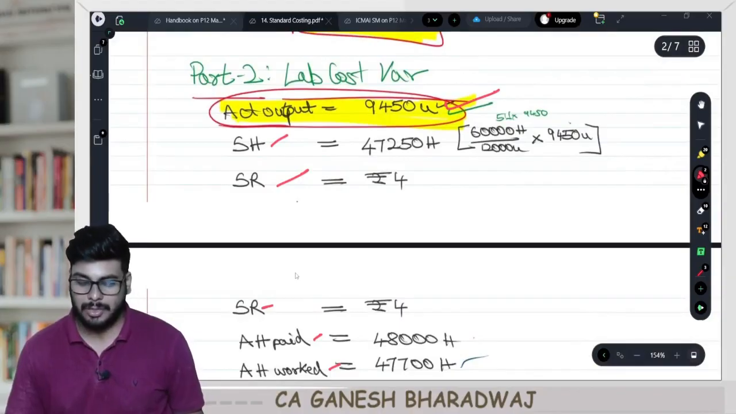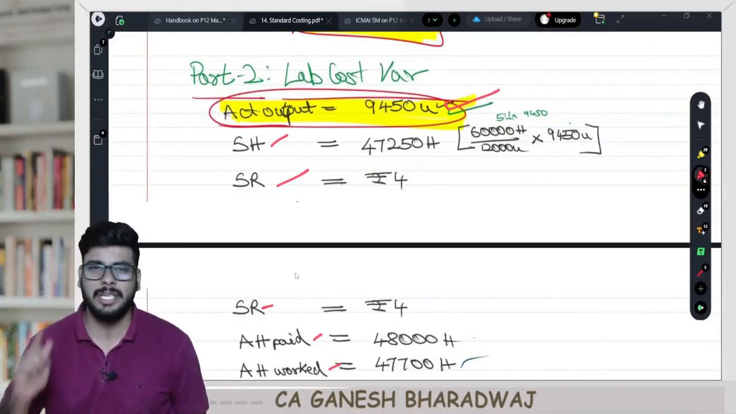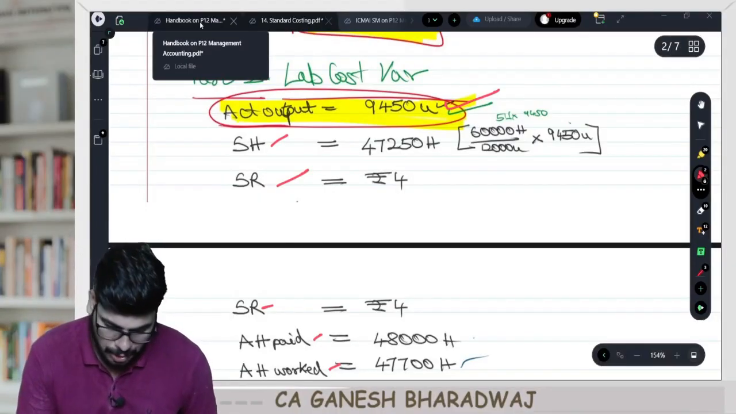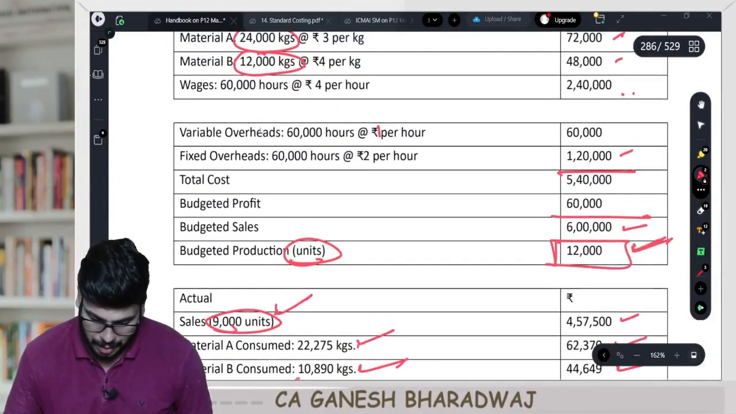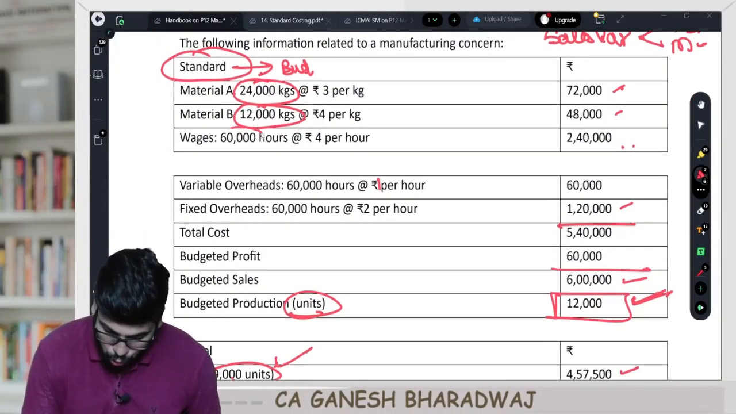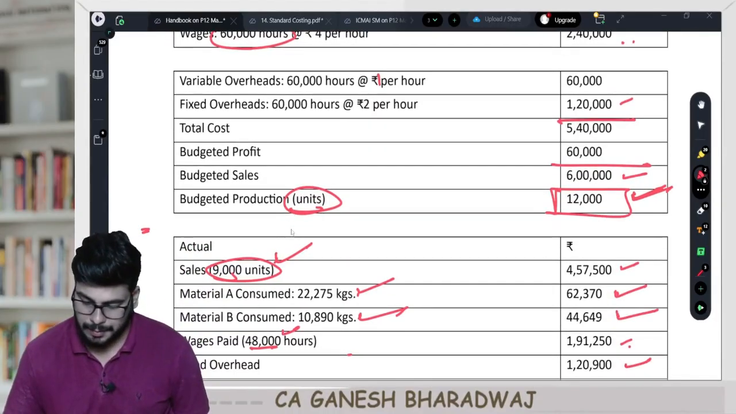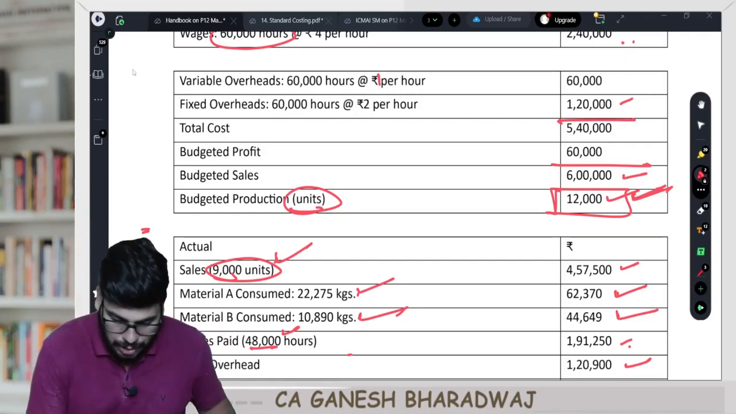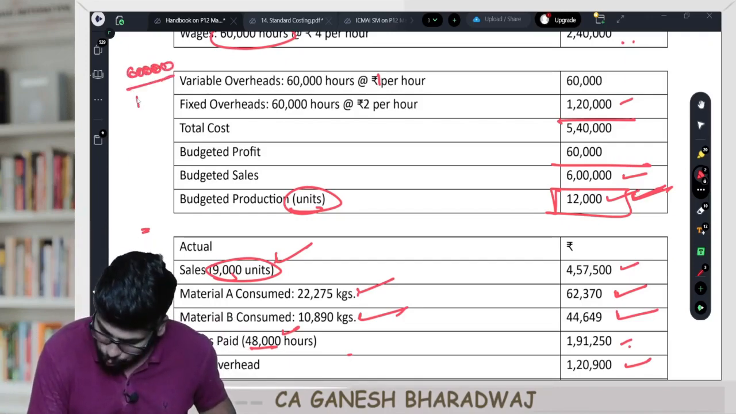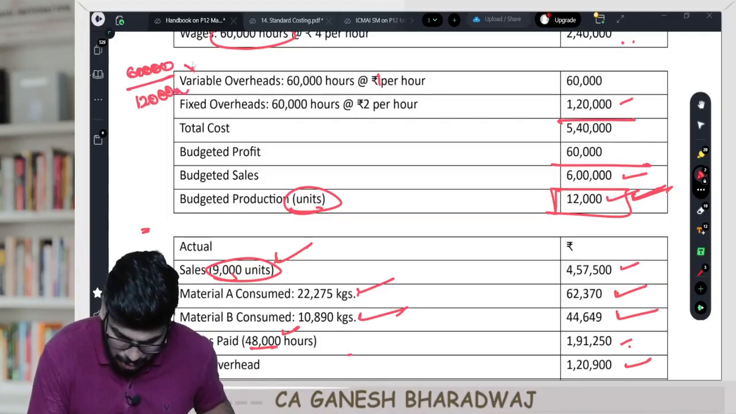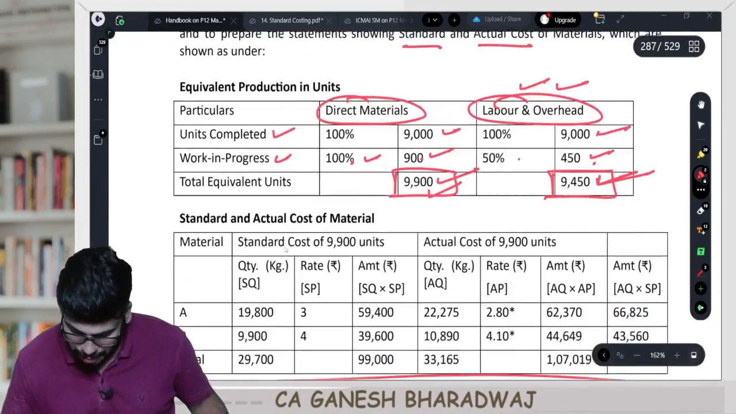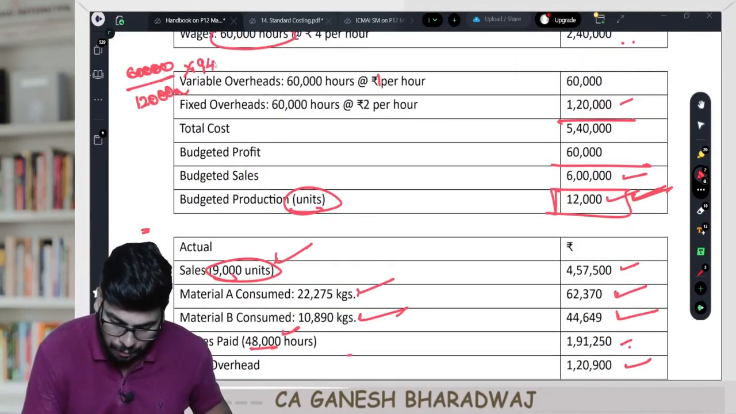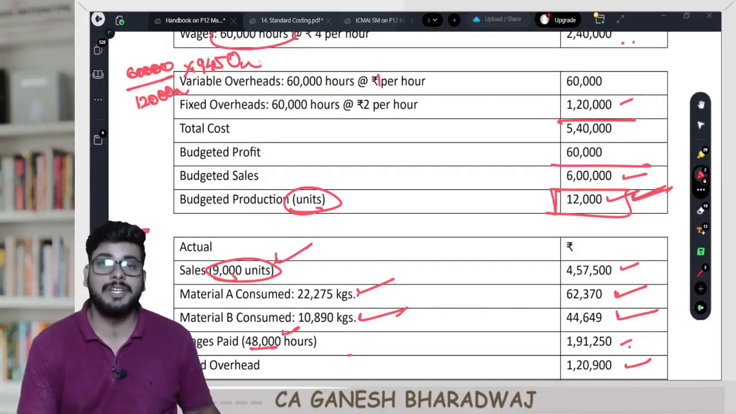Now guys, what is going to be the standard hours? What do you mean by standard hours? For me to get the actual output, how many hours should I have spent? Now look at the question. What have they given? The budgeted data. Go to the budgeted data. You are allowed to take 60,000 hours to get an effective output of 12,000 units. But for me to actually get an output of 9450, how many hours should I have taken?